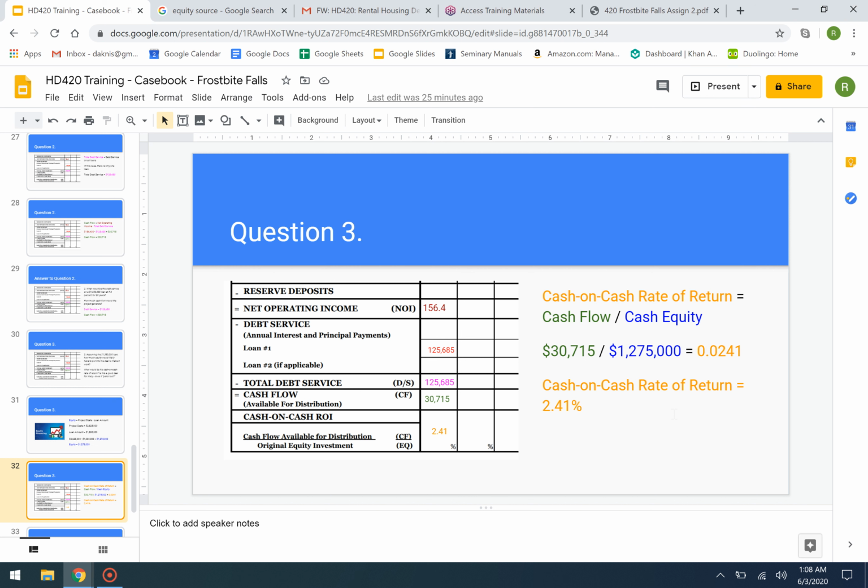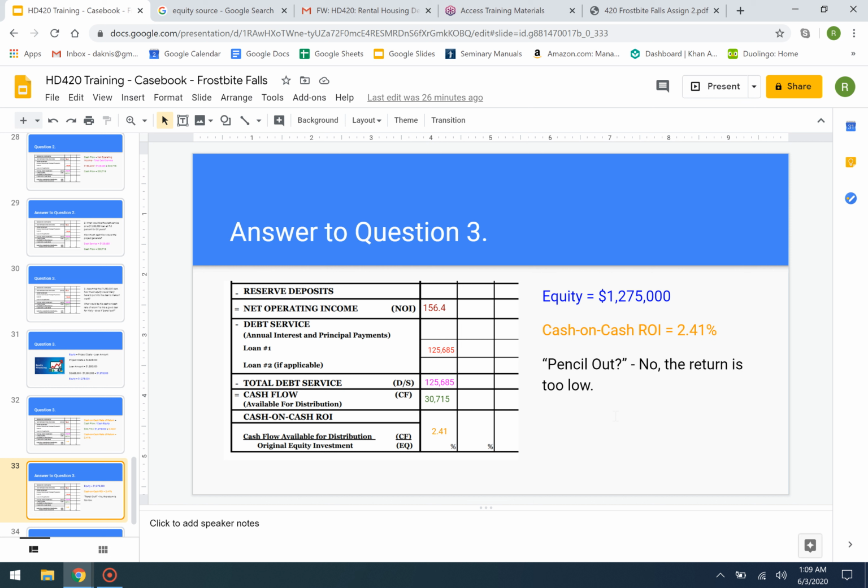So using that equity number and the cash flow number, we can get our cash-on-cash rate of return. That's done by taking the cash flow, the $30,715, dividing it by the 1.275 cash equity for a total of 0.0241. And so turn that into a percentage, and that's our cash-on-cash rate of return of 2.41%. And so that's the answer to question 3. We've got our equity, 1.275, and we've got our cash-on-cash rate of return, 2.41%.